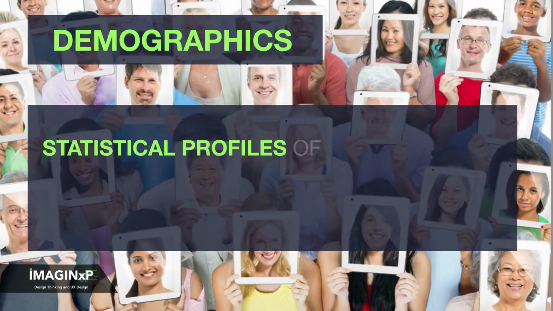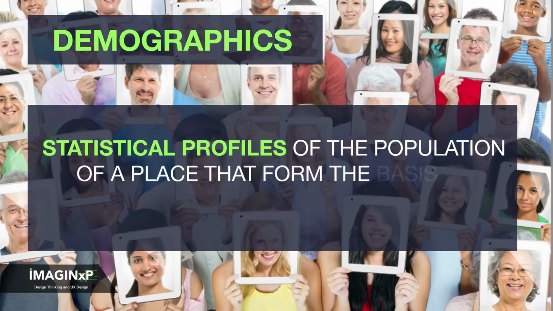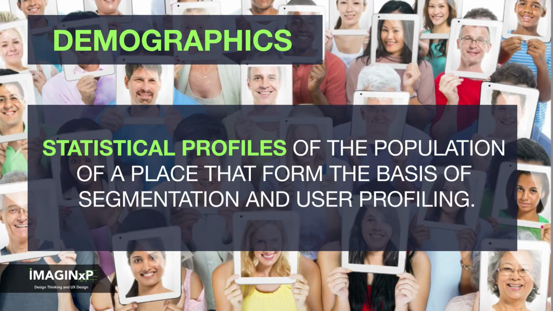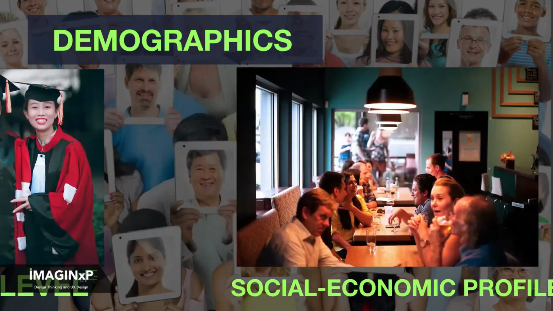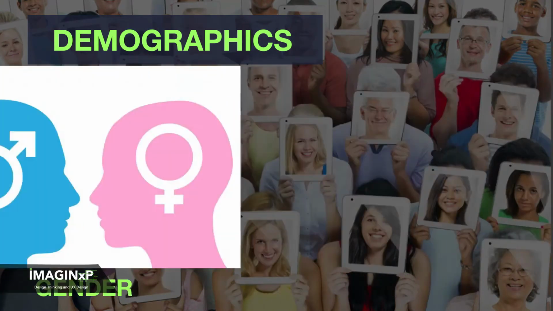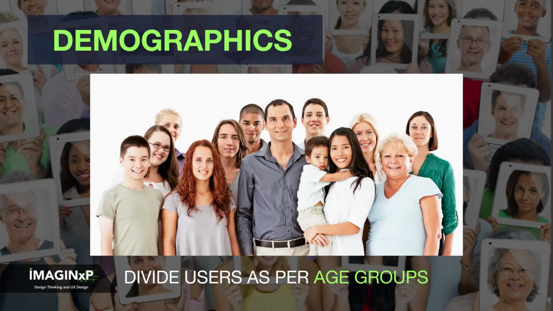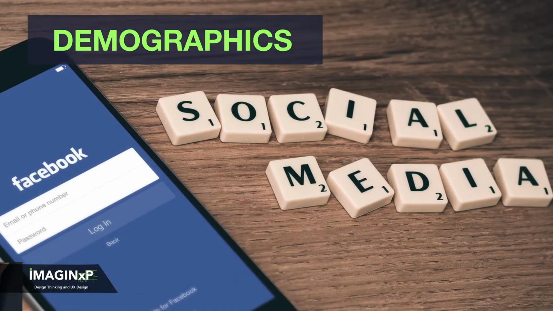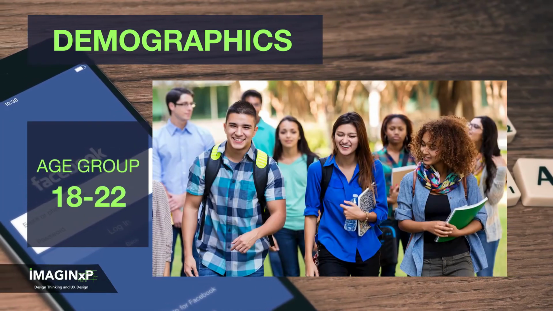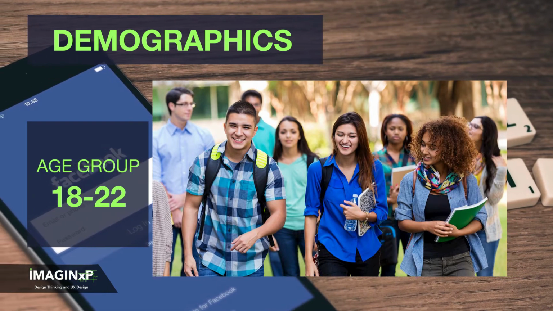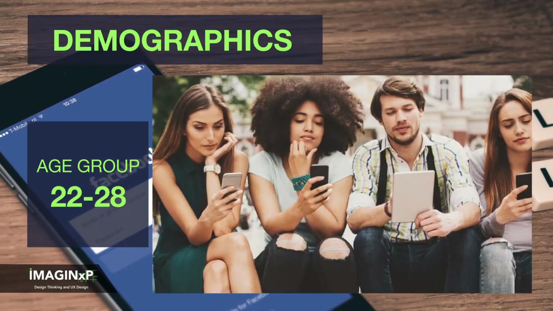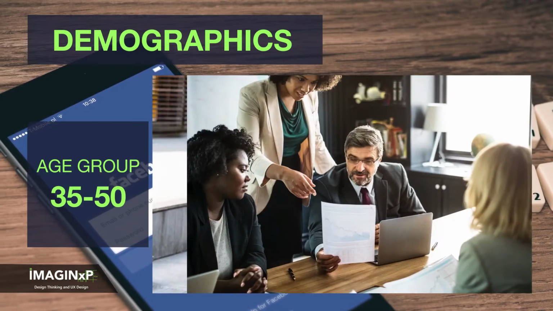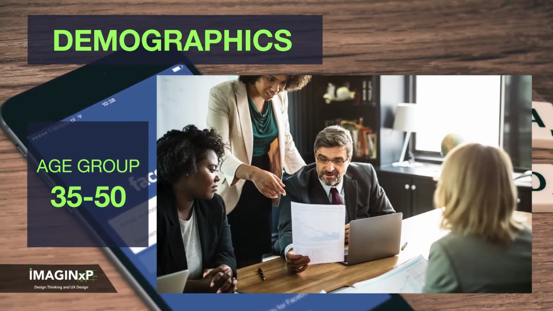Demographics. These are statistical profiles of the population of a place that forms the basis of segmentation and user profiling. Demographics include age, education level, socioeconomic profile, and gender. For example, a very simple form of segmentation is to divide your users as per age groups. Facebook started off by targeting college students between the age of 18 and 22. However, as it grew in popularity, other age groups such as 22 to 28, 28 to 35, and 35 to 50 years old also became target segments.